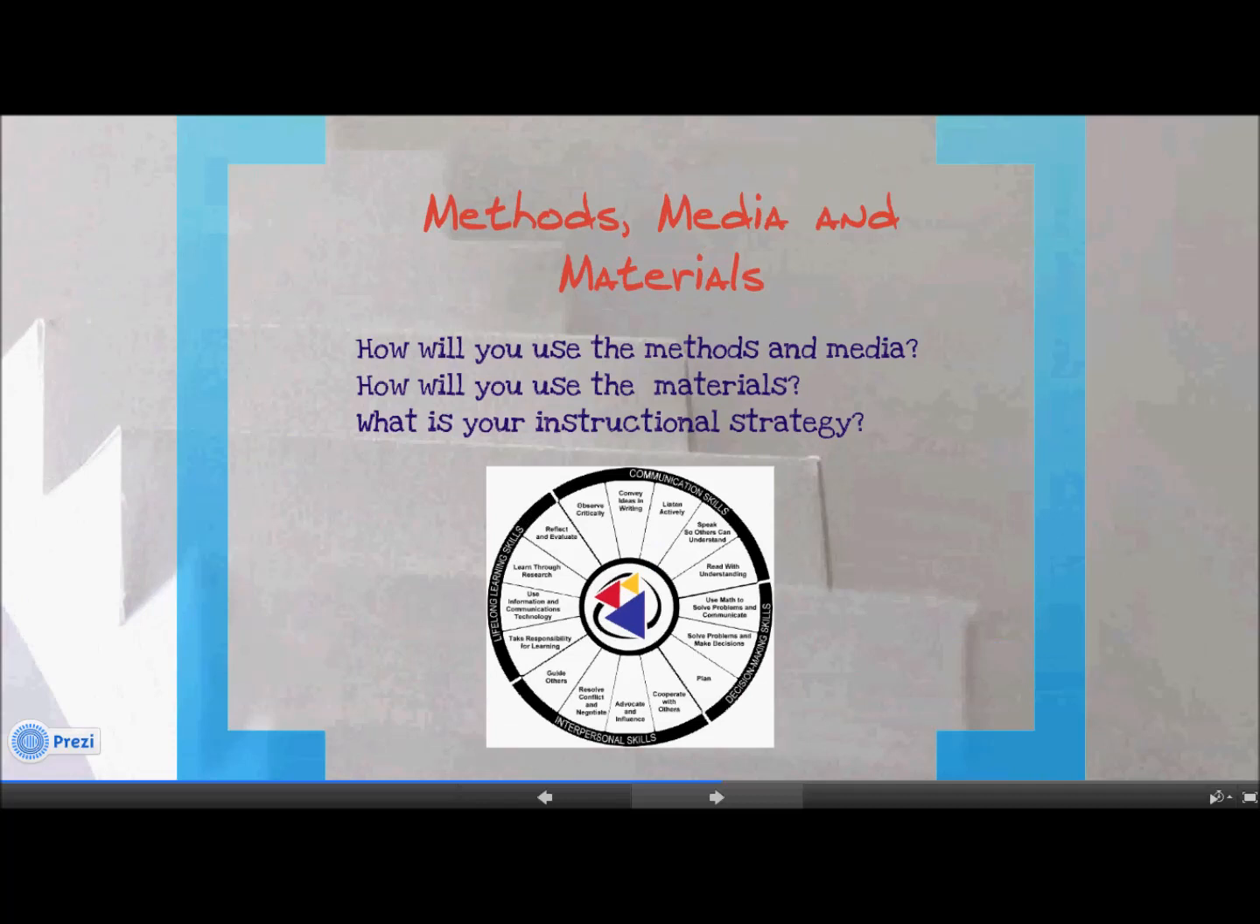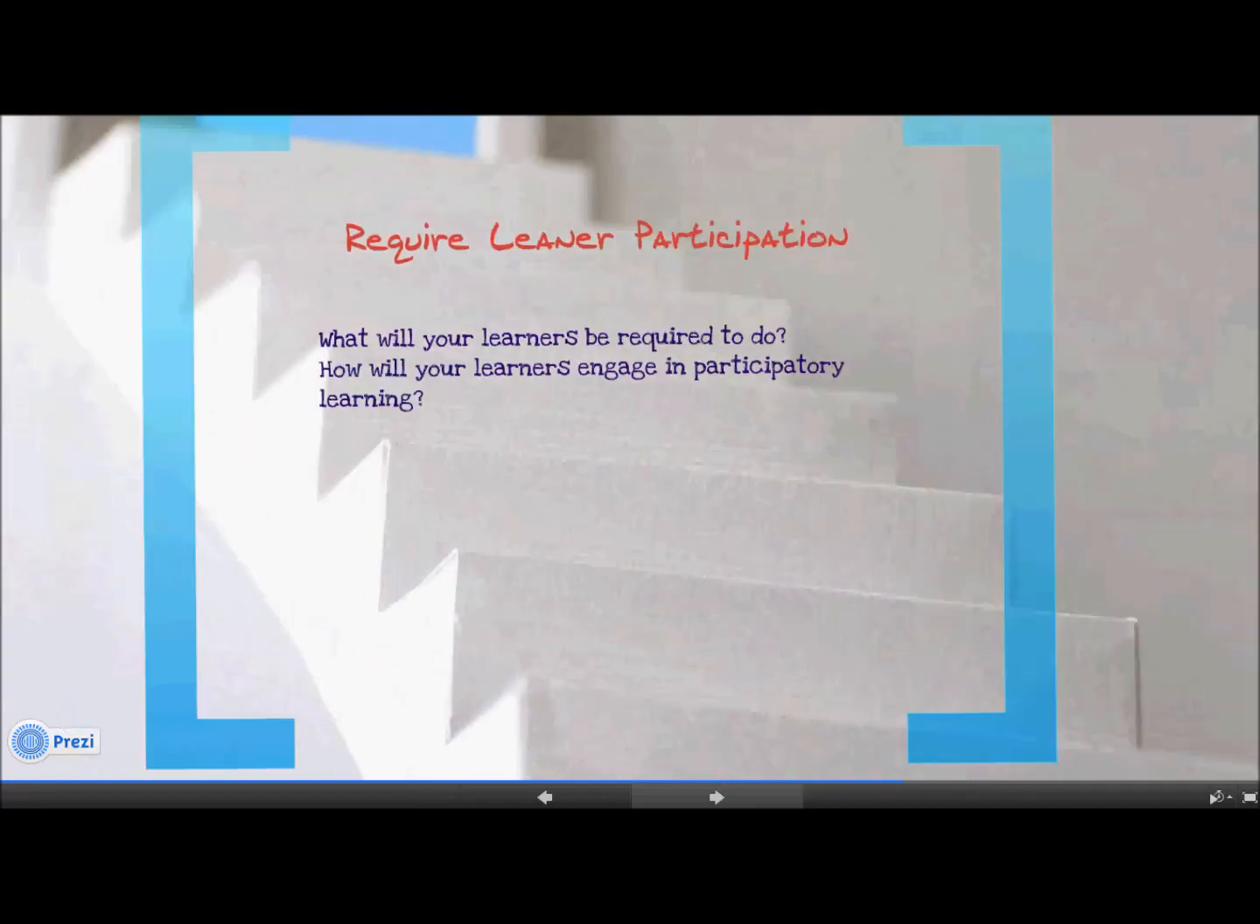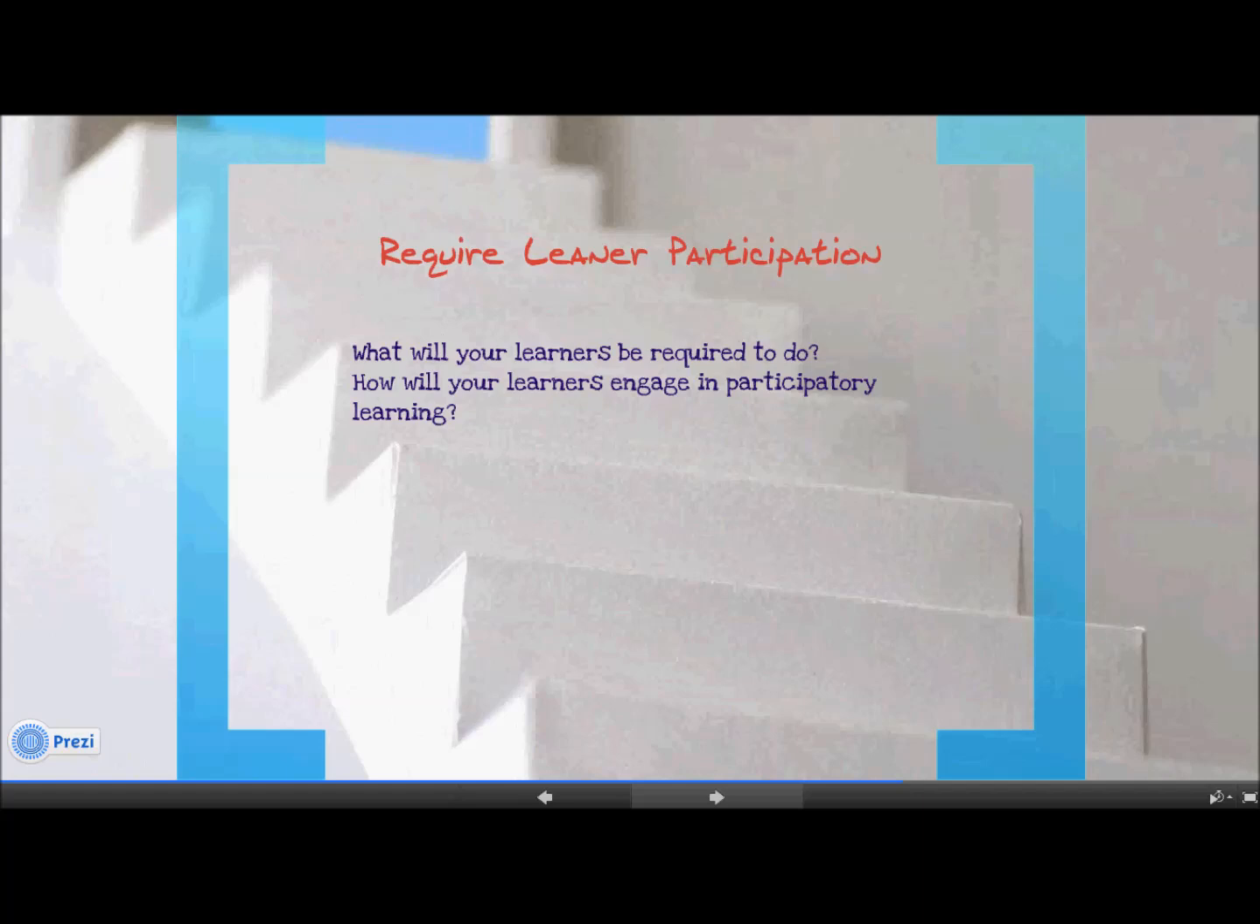You also need to know how you're going to use those methods and that media. How will you use the materials? What is your instructional strategy? Then you need to require learner participation. What will learners be required to do? How will your learners engage in participatory learning? How will your learners engage in discovery learning?